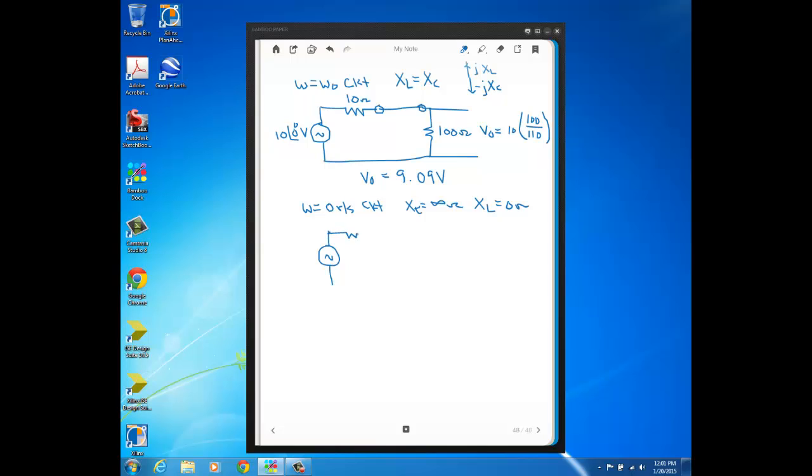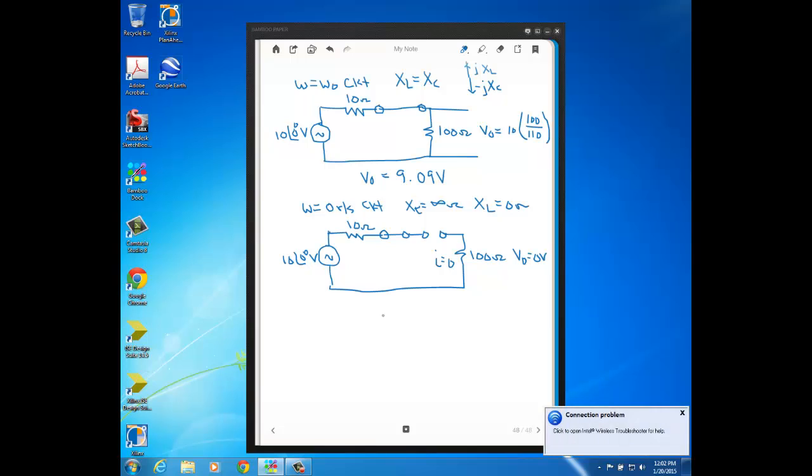You'd have your 100 ohm resistor, then the inductor would be a short, the capacitor would be an open. So 10 at an angle of 0 volts, 10 ohms, and then 100 ohms. But you see V out here would just be 0, since the capacitor is acting like an open, no current is flowing, so V out would just be 0 volts because there's 0 current through this 100 ohm resistor.